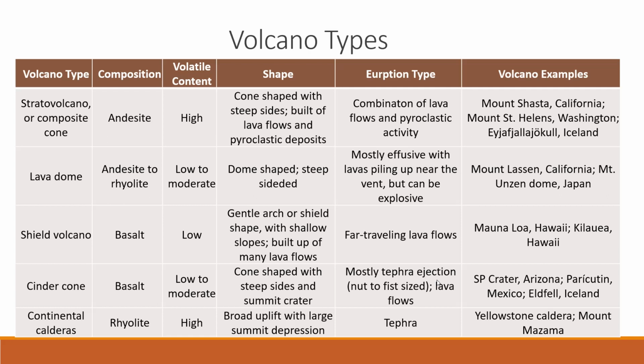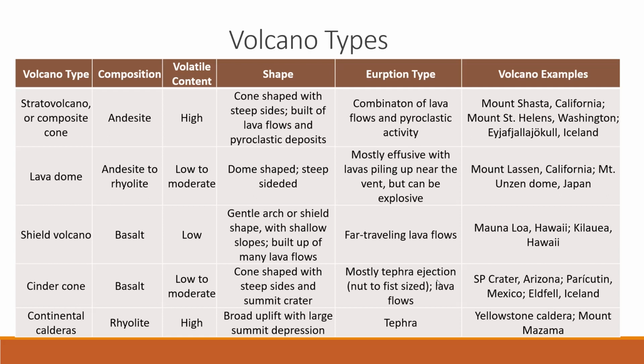A cinder cone tends to be more on the mafic side. They don't have a lot of volatiles. They are a steep-shaped cone that is formed from cinders or smaller bits of pyroclastic material. So these are tephra ejections. So these are things like SP crater in Arizona. They can form very quickly and also disappear very quickly.